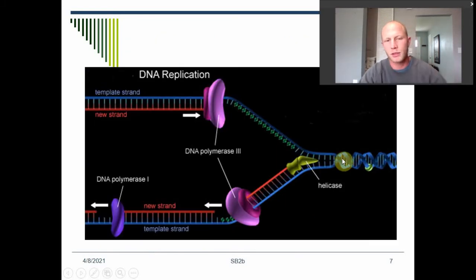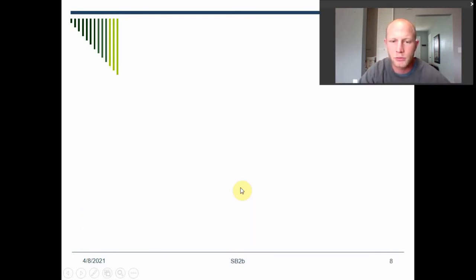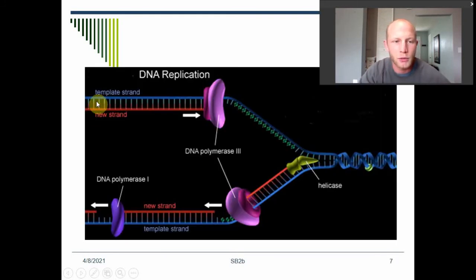So anyways, we can start seeing this little process here. Like I said, you don't need to be taking notes yet. So we have our double-stranded DNA. Our DNA is being split in two. And so here's the template.